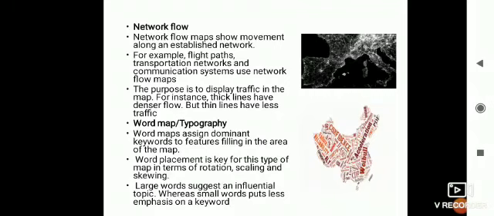And word map or typography. Word maps assign dominant keywords to features, filling in the area of the map. Word placement is key for this type of map in terms of rotation, scaling, and skewing. Large words suggest an influential topic, whereas small words put less emphasis on the keyword.